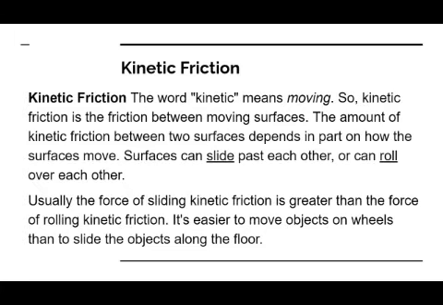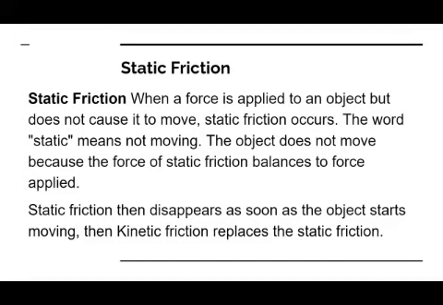And the second type of friction is called static friction. Do you remember the word static? We talked about it during our lesson on non-contact forces. The word came up, static electricity. So what does this word static mean? When a force is applied to an object but does not cause it to move, static friction occurs. The word static means not moving. The object does not move because the force of static friction balances the force applied.